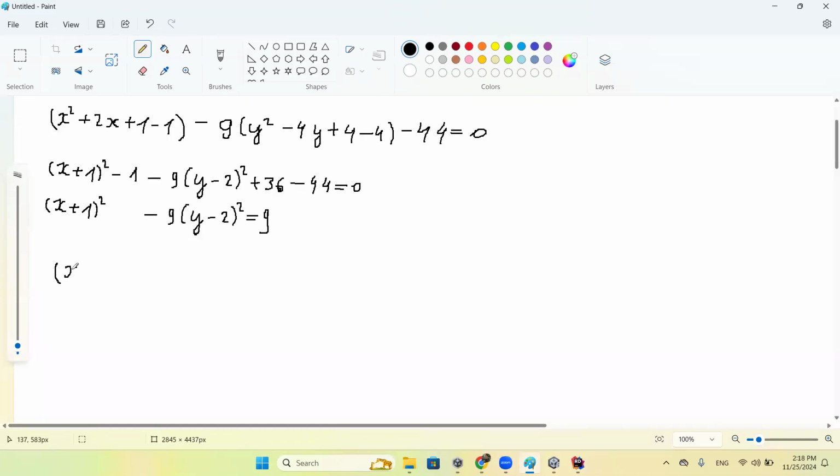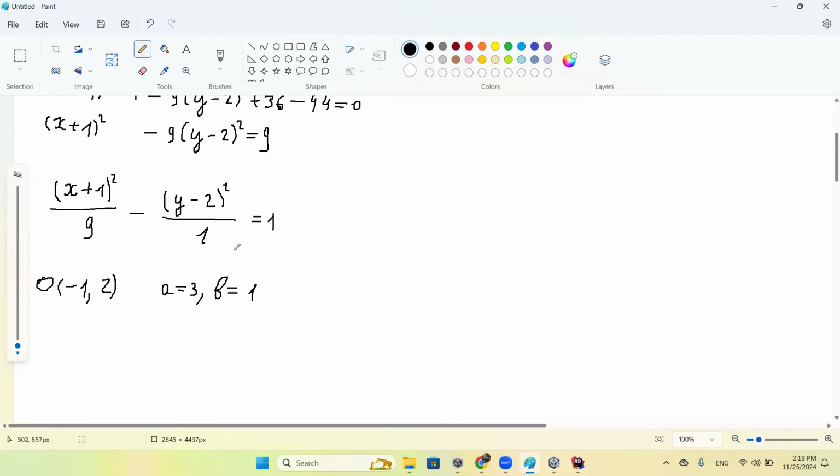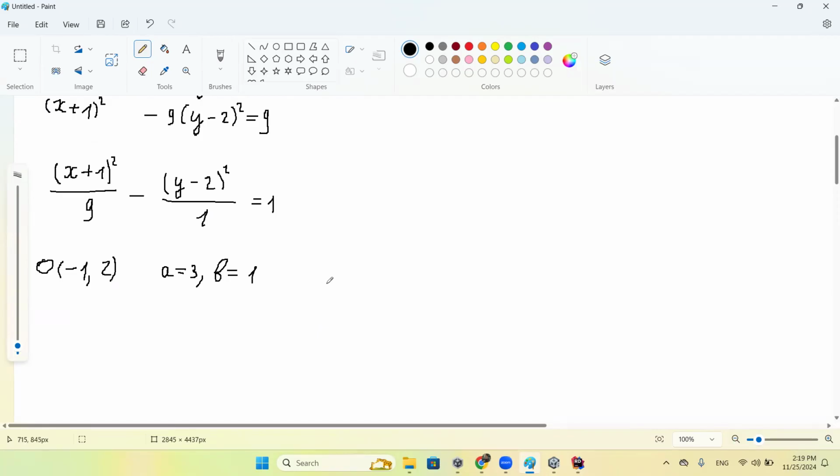So as we can see, this is the ellipse. Oh, no, hyperbola. Hyperbola, of course. So (x plus 1) in power of 2 by 9 minus (y minus 2) in power of 2 by 1 equals 1. So this is the hyperbola with the center at coordinates minus 1, 2. So A equals 3, B equals 1. Found. Then finding foci and eccentricity.